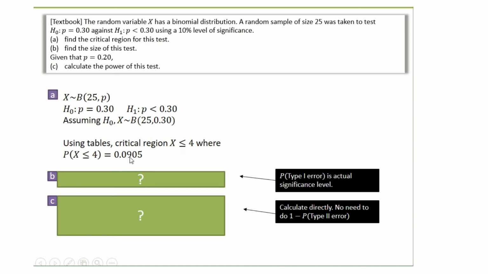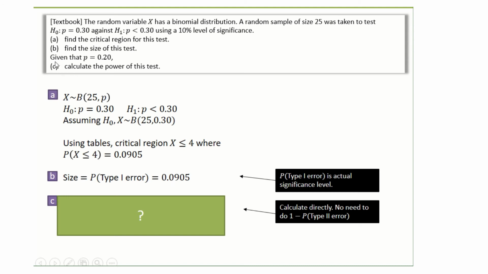We can find out what the actual significance level is. So we've got here that it's 9.05%. So that's our actual significance level rather than just the significance level that we're given in the question. So our type 1 error is going to be our actual significance level, which is also the size of our test. So here it's just 9.05%, so nothing particularly new there.